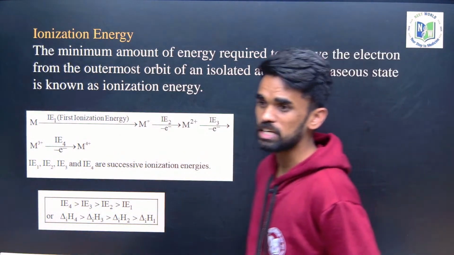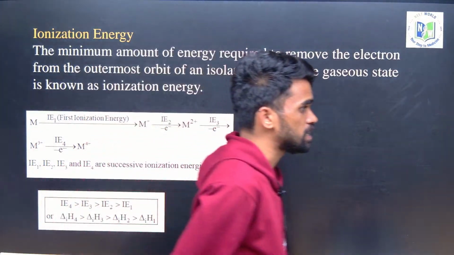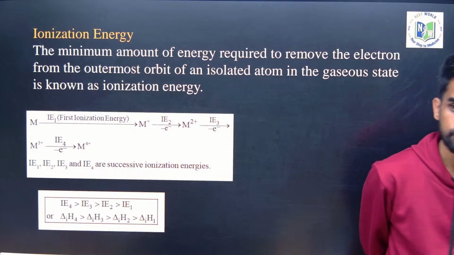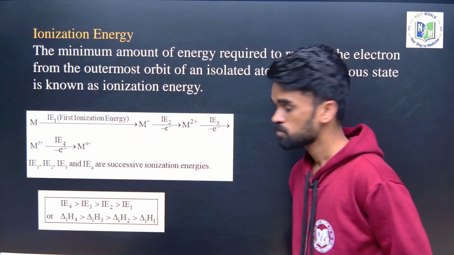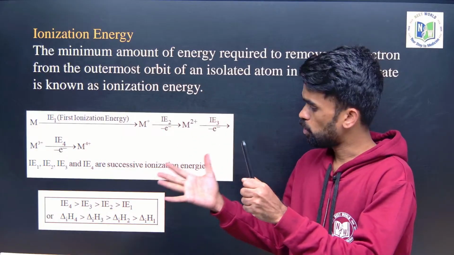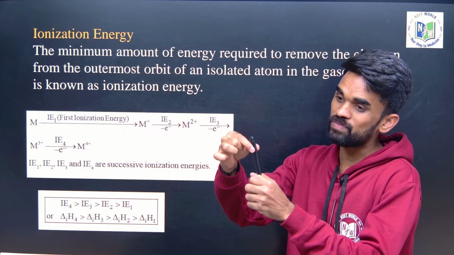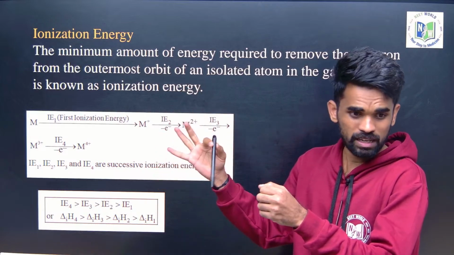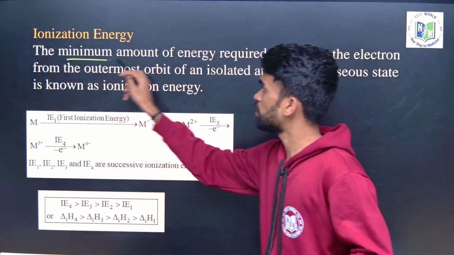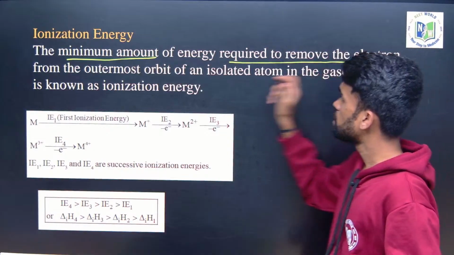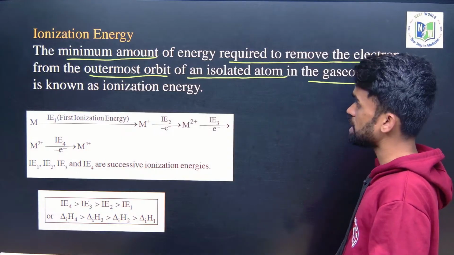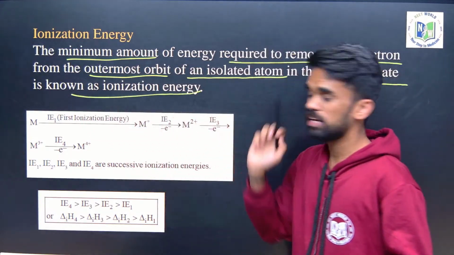Okay, next. The next term is ionization energy. So what do we mean by ionization energy? Tell me. Removal of an electron from a neutral isolated gaseous atom. See, if this is an atom having one valence electron, the amount of energy required to remove this valence electron from the atom is called ionization energy. The minimum amount of energy required to remove an electron from the outermost orbit of an isolated atom in its gaseous state is known as ionization energy.